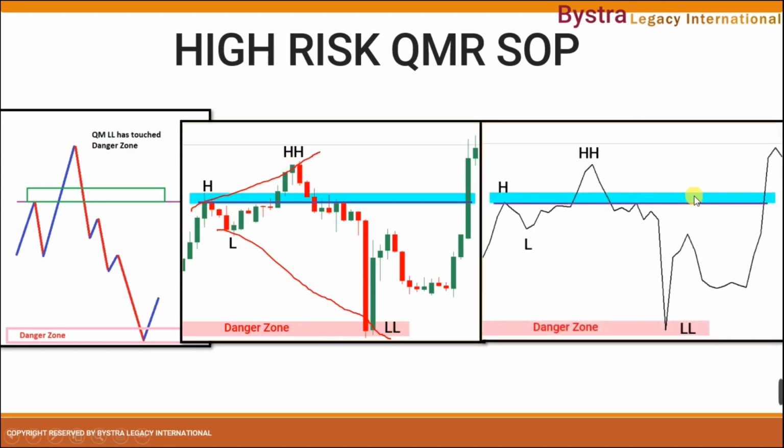Alright, if you can see in the line chart, it is a very beautiful QM pattern, but once it touches the danger zone, it's considered a very high risk SOP, and we want to avoid this kind of QM pattern.